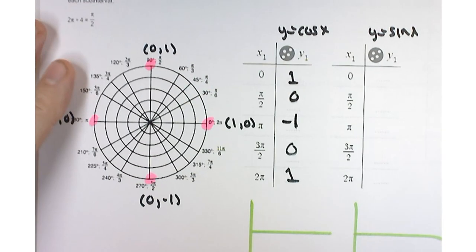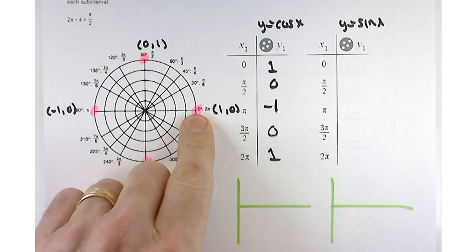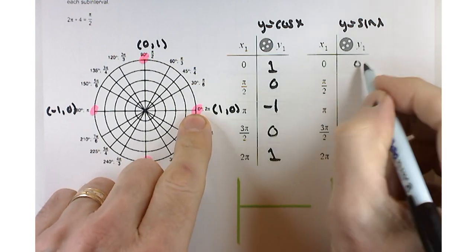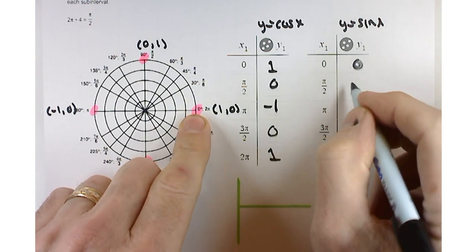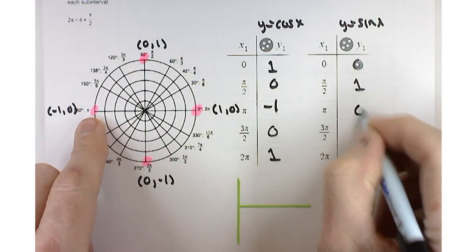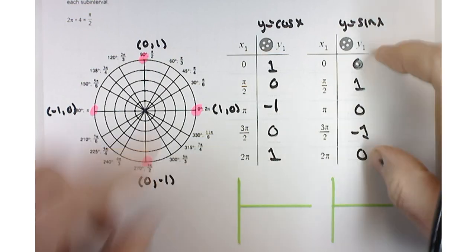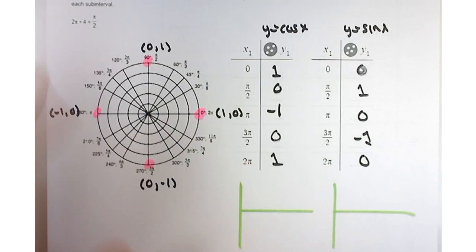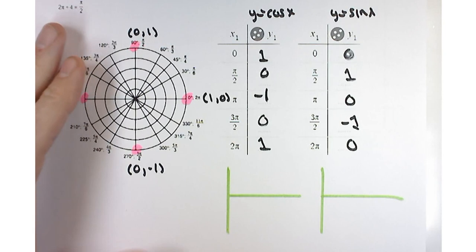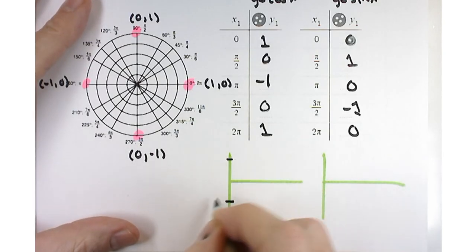How about your sine function? Well, your sine function doesn't deal with the x coordinates, it deals with the y coordinates. And the y coordinate at 0 is 0. And then the y coordinate at pi over 2 is 1, and then 0, and then -1, and back to 0. Notice that they start and end at the same place. What does that mean in terms of your graph? Well, let's graph each of these.